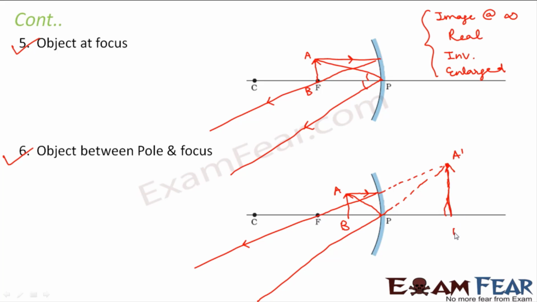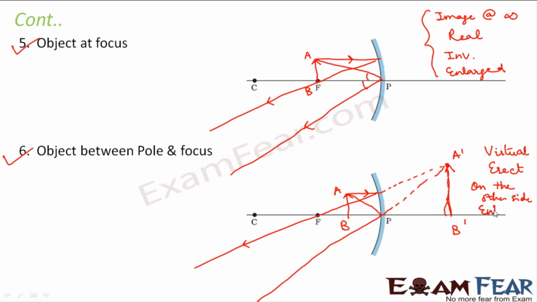So we say this A dash B dash is the image formed. In this case, what is the nature of the image? It is virtual, because in this case the rays do not actually meet. The image is erect. What is the location of the image? In this case, the image is formed on the other side of the mirror. Till now the image was getting formed on the same side of the mirror. Now it is formed on the other side of the mirror.